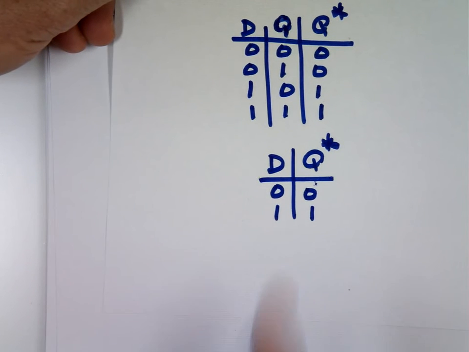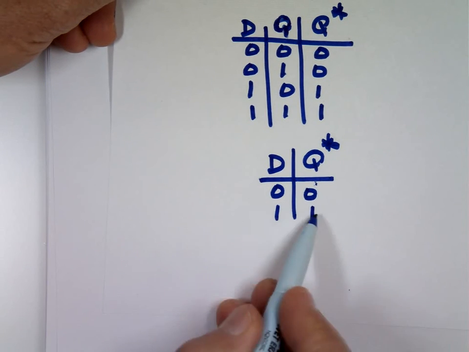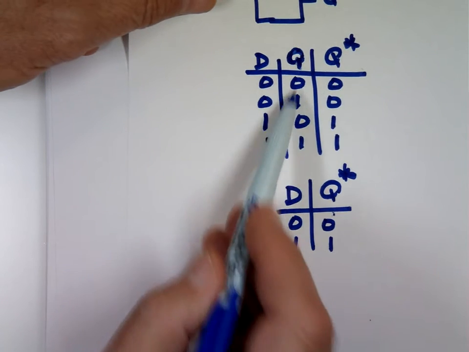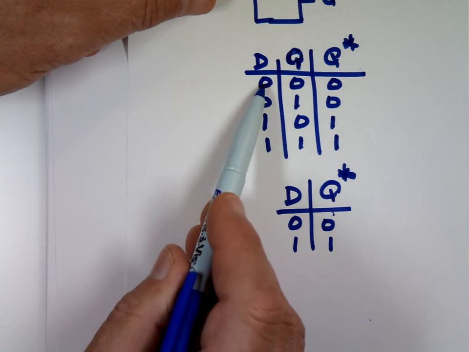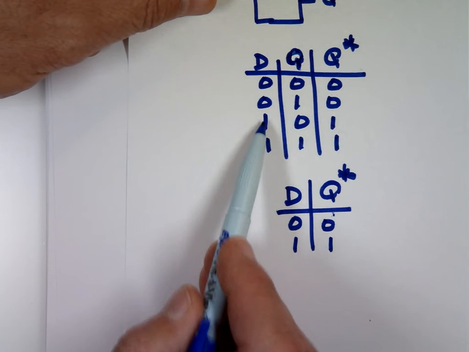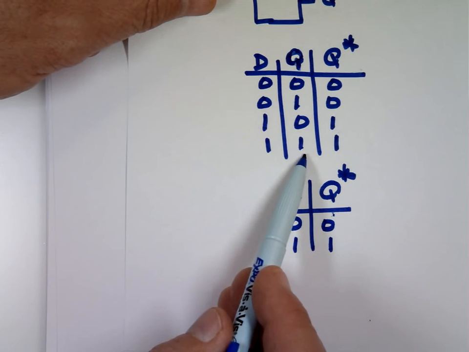Why is a D flip-flop called a data flip-flop? Because it follows the data. It follows what D is. When D is 0, you get a 0. When D is 1, you get a 1. It doesn't matter what the current state is, really. As long as D is 0, you're going to have a 0. When D is 1, regardless of what the current state is, it doesn't affect it.